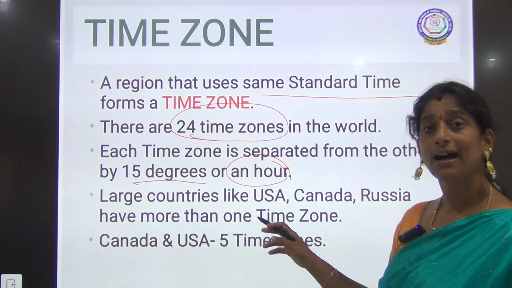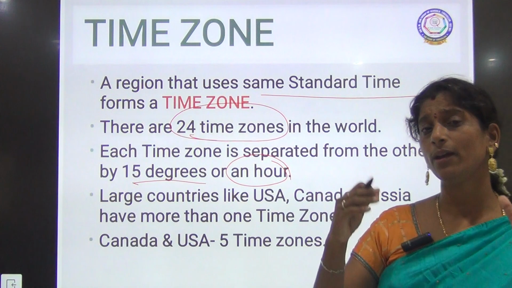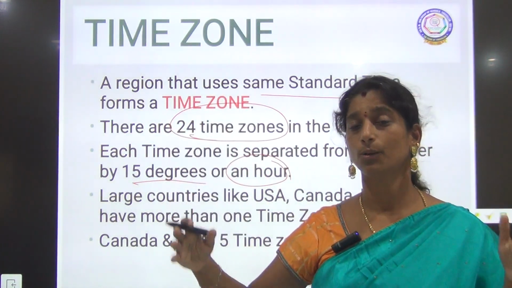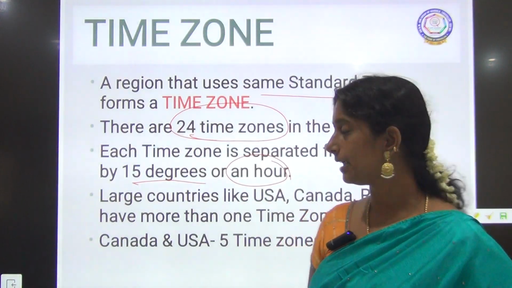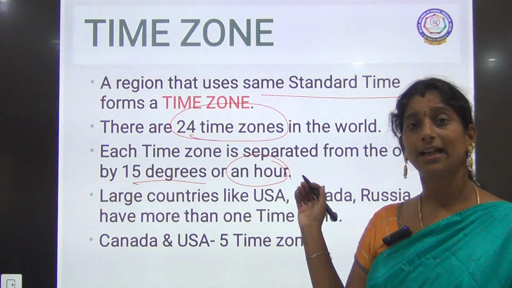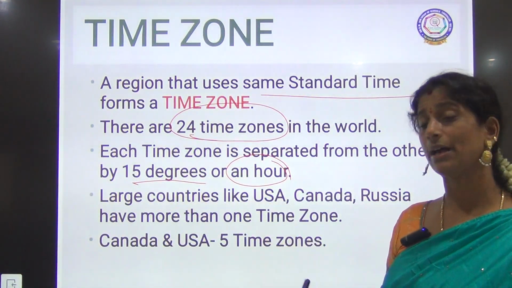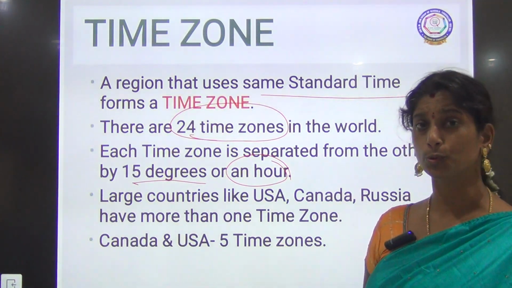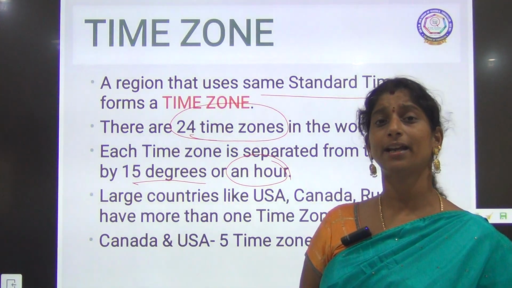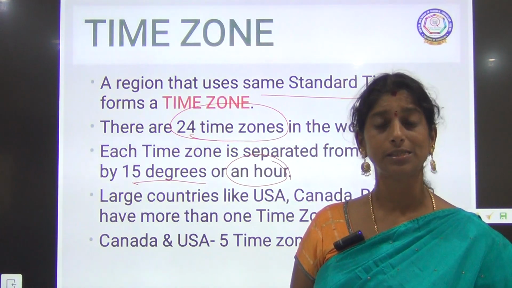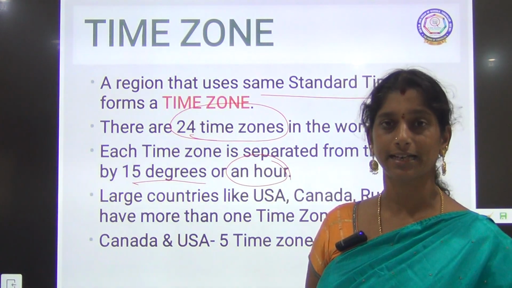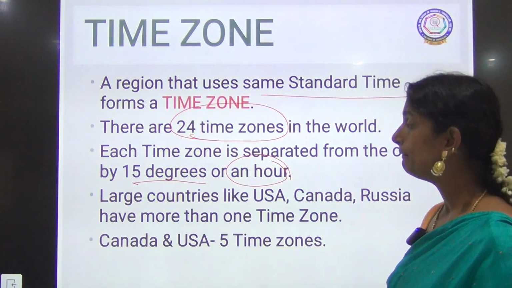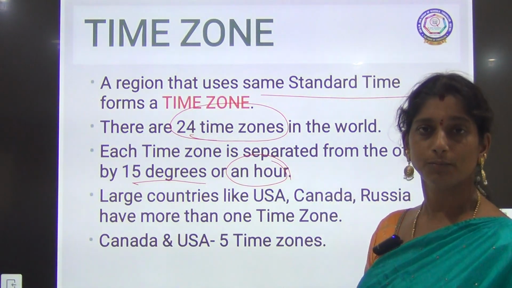Clear? And the large countries, the countries which have more width, have more time zones in one country itself. For example, USA, Canada, Russia, all these countries have more than one time zone. And especially Canada and USA have 5 time zones each. Just imagine, in one country they are going to follow 5 different times. Okay? So that is all about time zone. Clear?